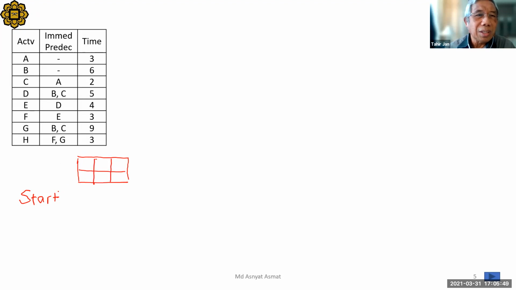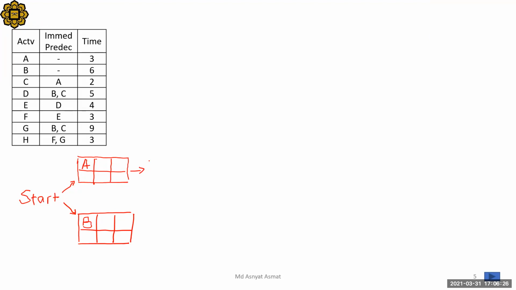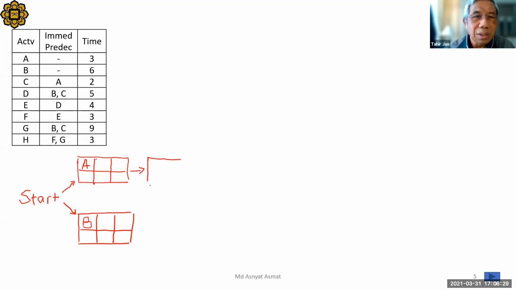So start. What is the first activity here? A. I think you also do it together on your own paper. Then B. Now a little bit slow to do this. So A. The next one B. After that, C is after A. Yes, C is after A. So here C is after A.